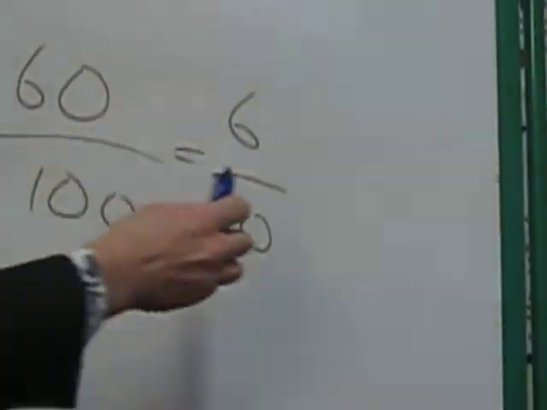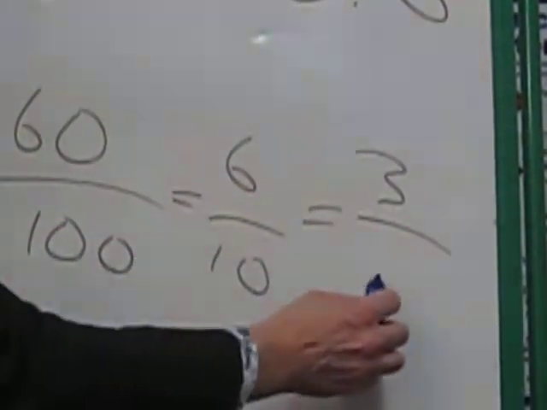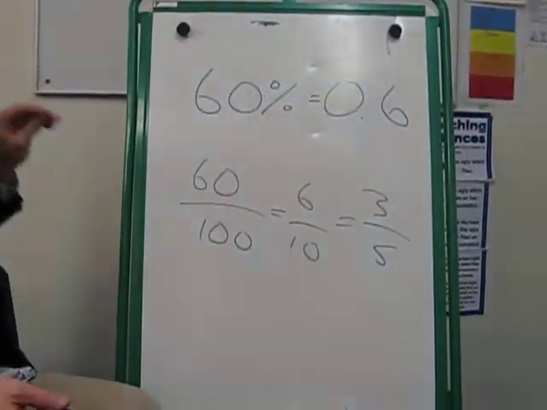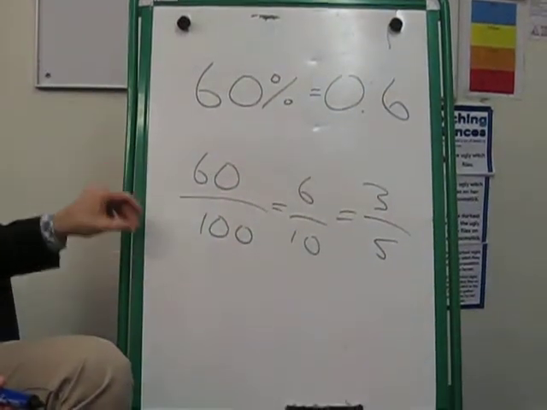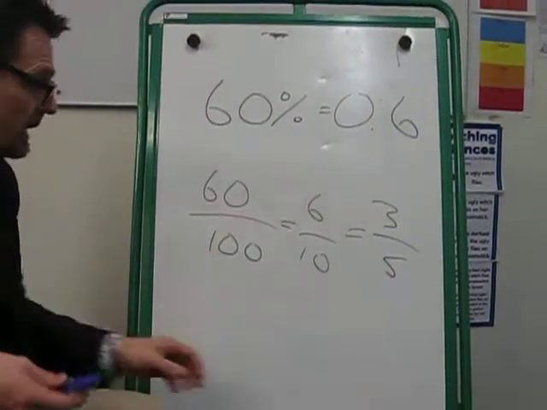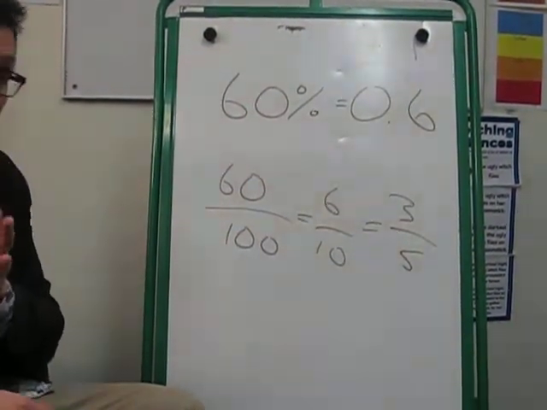6 divided by 2 equals? 3. And 10 divided by 2 is? 5. Brilliant! So we can see we've got 60%, the decimal equivalent is 0.6, and our fraction equivalent is 60 over 100, which is simplified down to 3/5. Easy peasy. Let's have a go at home.